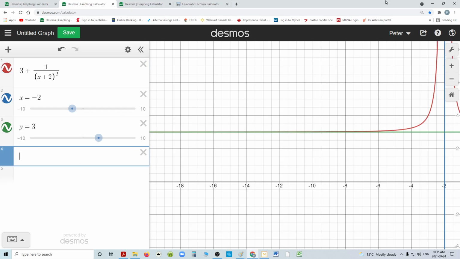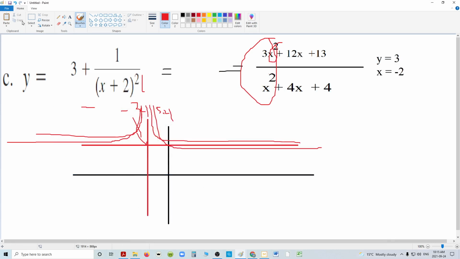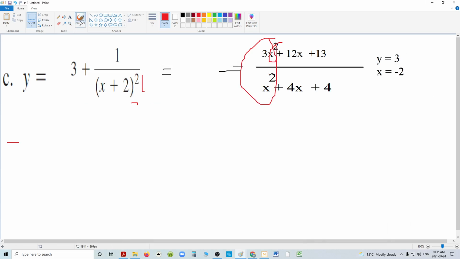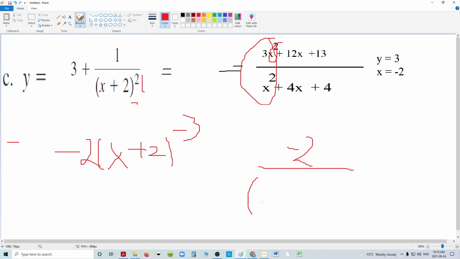Oh yes, you should also take the first derivative. Since I already knew how it's going to behave based on the values, you could also take the first derivative. The first derivative of 3 is 0. This x plus 2 is the same as that. Taking the first derivative by the chain rule is minus 2 to the minus 3 times the derivative of the content, 1. So I end up with minus 2 over x plus 2 cubed. This is the first derivative of this.